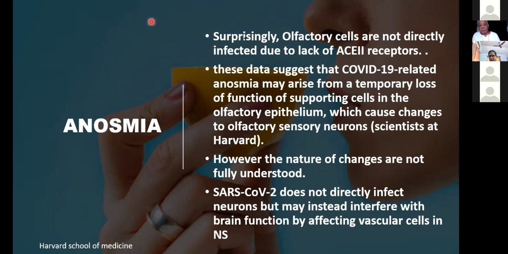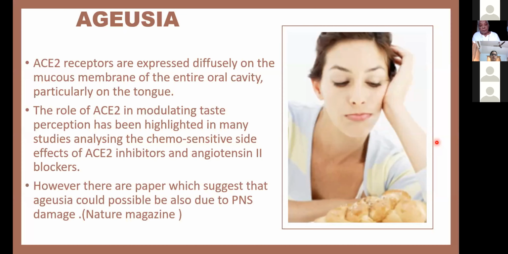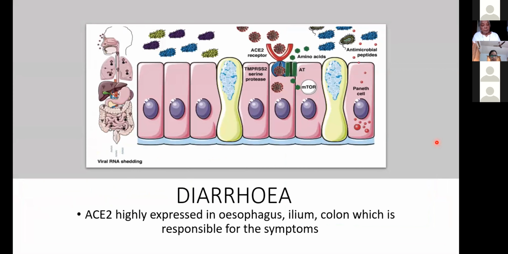Okay, next slide. The next one is ageusia. Ageusia is when you don't feel the taste. That is because ACE2 receptors are widely expressed in the oral cavity, particularly in the tongue. The role of the ACE2 receptor in modulating taste perception has been highlighted in many studies analyzing the chemosensitive side effects of the ACE2 inhibitors and angiotensin blockers. And also, in a paper published in Nature magazine in August, they said that ageusia could also possibly be due to peripheral nervous system damage.